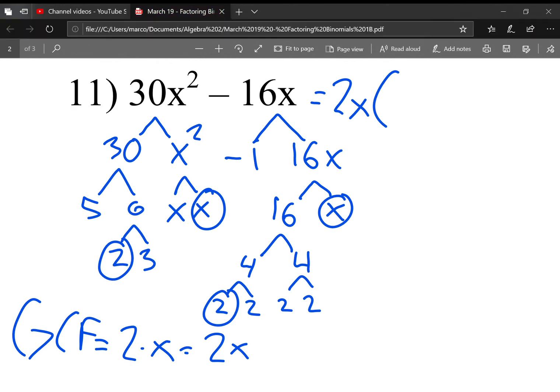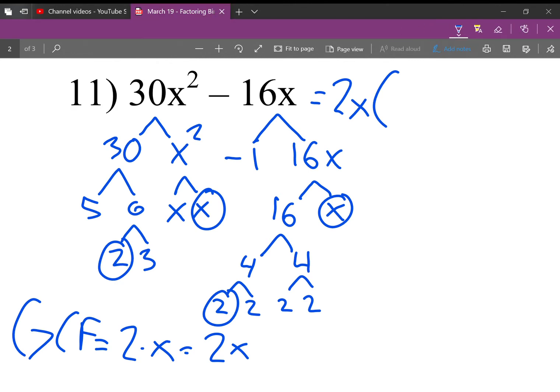Now, here's my pen color, sorry, it wouldn't change for me. Now I'm going to go back and look at what's left over. So I have a 5 left over here, I see a 3, and I see an x. 5 times 3 is 15, so it's going to give me 15x inside.